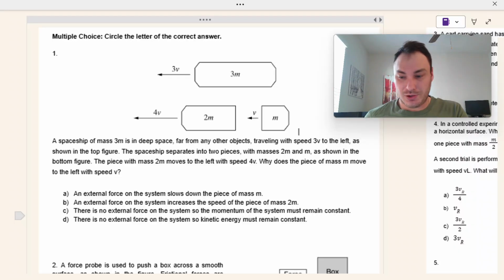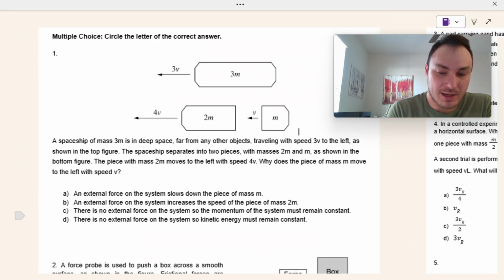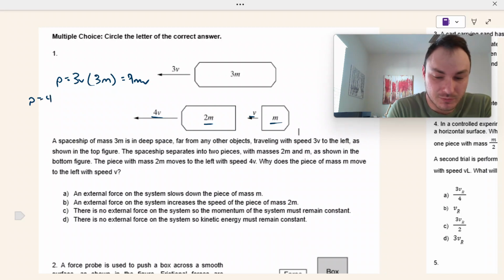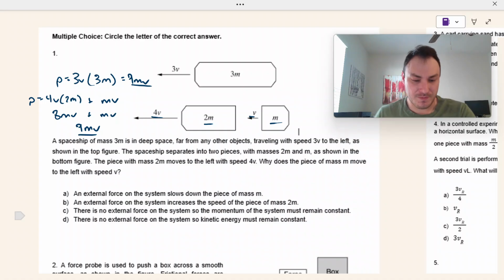let's run this through the conservation of momentum, because it seems like this question is just going to ask us if momentum is conserved or not. So initially, we have a momentum of 3v times 3m, which is 9mv. Afterwards, with these speeds and these masses, we have a momentum of 4v times 2m plus m times v from the other smaller piece. So that's 8mv plus mv, which is 9mv. So initial momentum equals final momentum, which means momentum is conserved here.